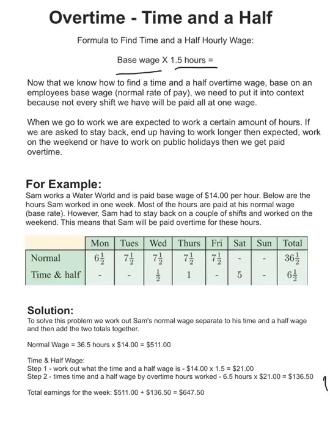So now we know how to find the time and a half overtime wage based on an employee's base wage. Now we need to put this all into context, because not every shift that an employee works will be paid all at one wage. When we go to work, we're expected to work a certain amount of hours. If we're asked to stay back, or we end up having to work longer than expected, or we have to work on the weekend, or on a public holiday, we're going to get paid overtime. But it's not necessarily for the whole shift.